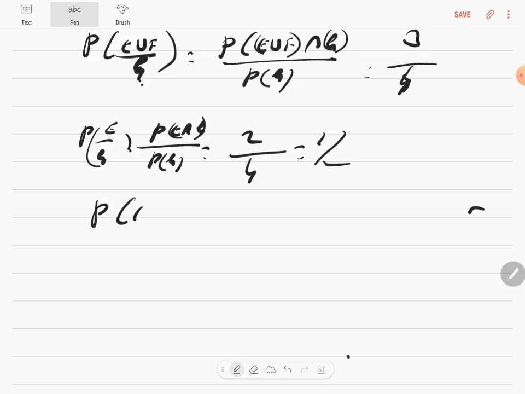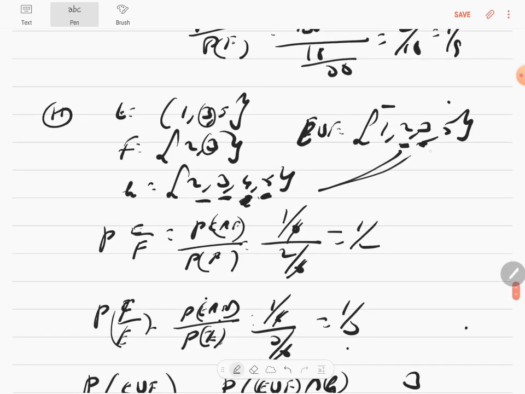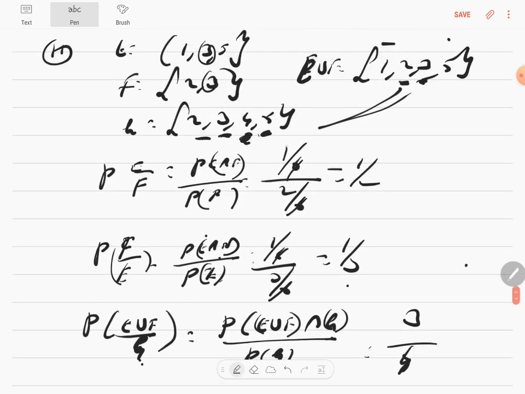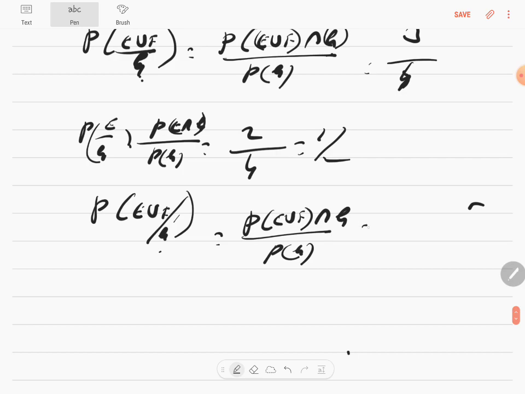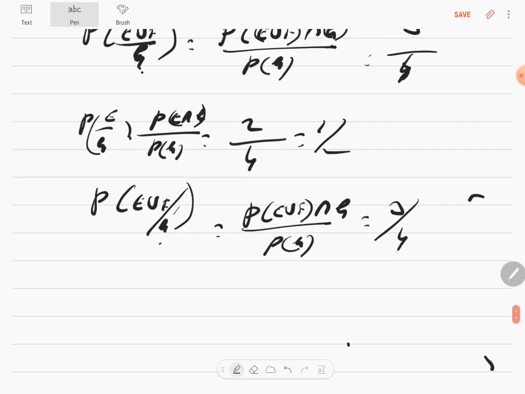What is P of E union F by G? You know what it is? It's this by this. So this is P of E union F intersection G by P of G. And you know E union F is what? It's 1, 2, 3, 5. Intersection with G was just 2, 3 and 5, which is 3, by P of G, 4. So therefore it is 3 by 4.